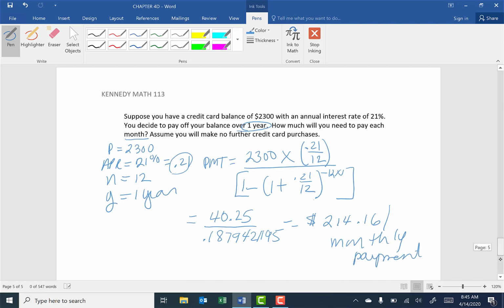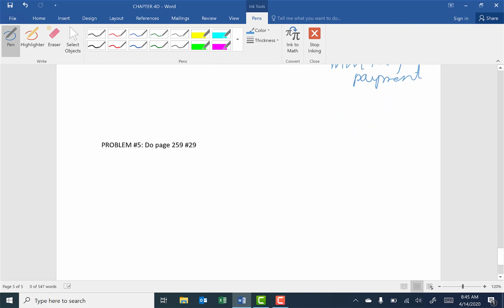Okay, so this wraps up the outline for chapter 4D. There is another problem that you can actually do on page 259. Again, if you're having trouble, you have to really take it step by step on your calculator and write down the values if you're not getting them the first time through. It's just a matter of being careful.